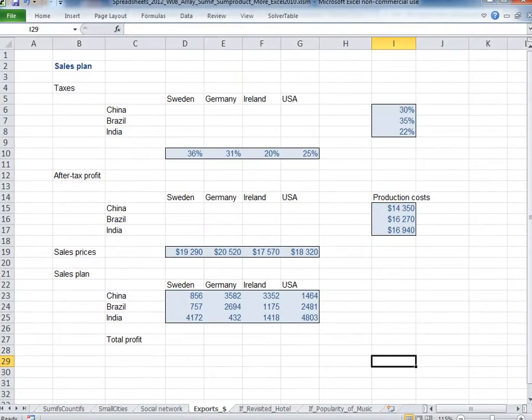Our next exercise considers a multinational corporation selling its goods and the calculation of its profits. We already know how many goods are actually being produced in China, Brazil, and India, and how many from each market are sold in Sweden, Germany, Ireland, and the United States. But what we want to calculate is the final profit.